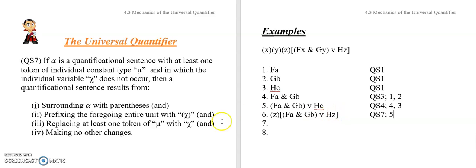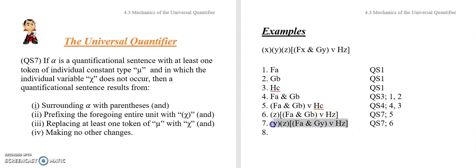Then what I'm going to do is take this entire construction from line 6, right, and I'm going to attach a universal quantifier to it. Which one? Well, one that does not occur in the previous line, so in this case y is okay, and I'm going to replace at least one individual constant type in there, and I'm going to pick that one just because that's what I'm trying to build. And that also is QS7, but this time we applied it to line 6, right?